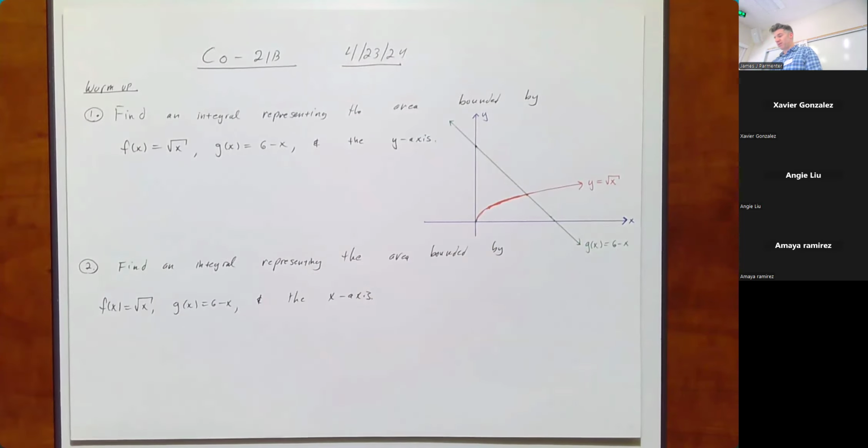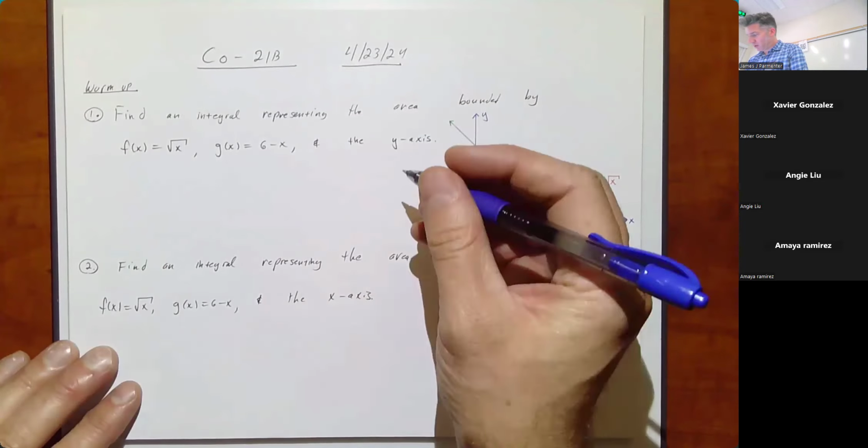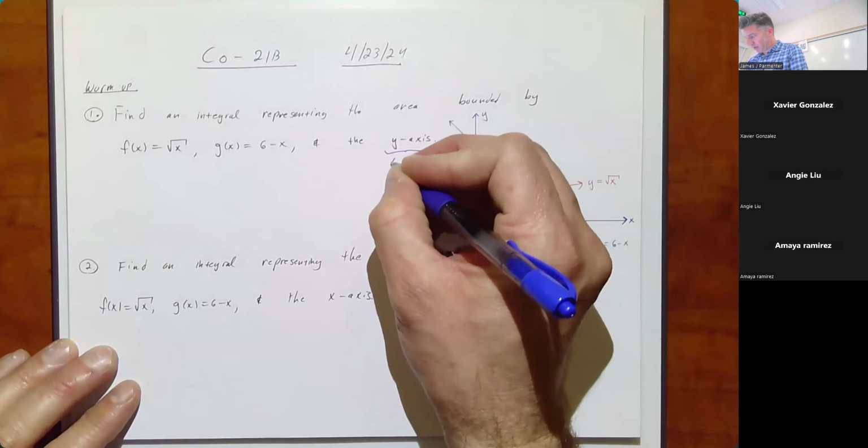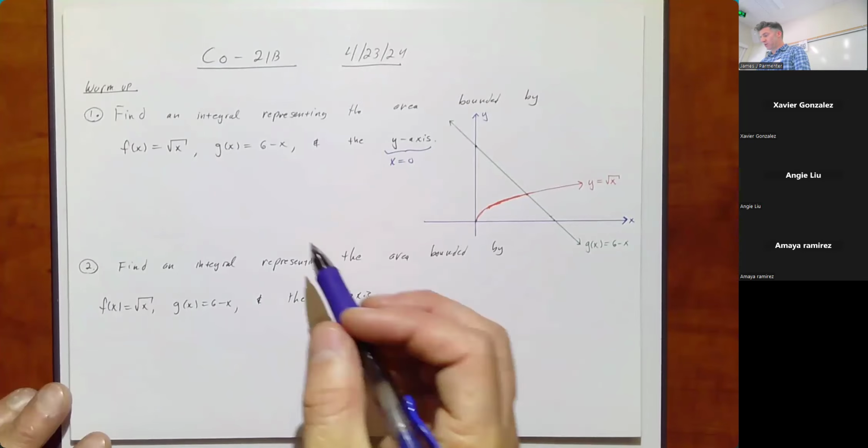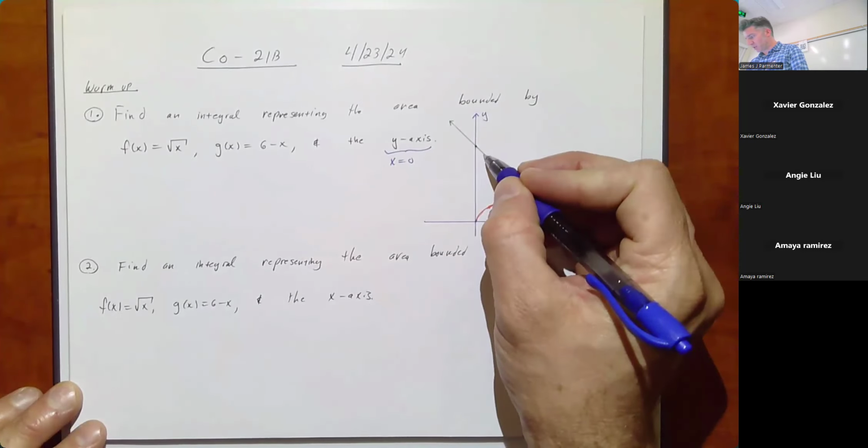I'll point out, sometimes instead of saying the y-axis, they'll tell you that the other boundary is x equal to 0. Just be careful. It's easy to accidentally mix those up and think that x equal to 0 is the x-axis, but x equal to 0 is the y-axis. So for this first one, we're looking at this region here.